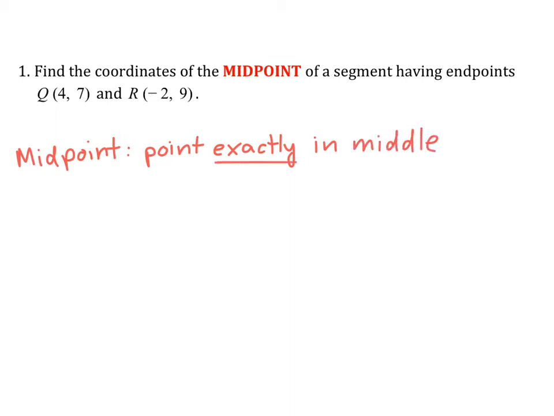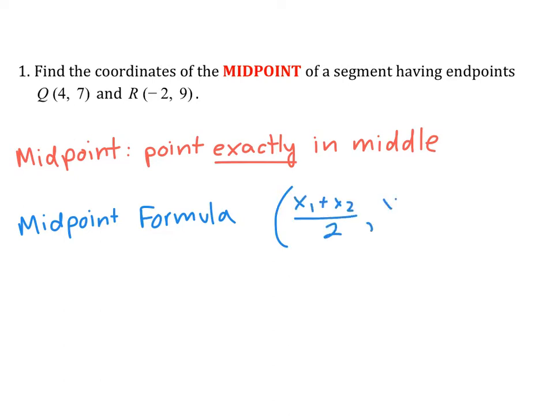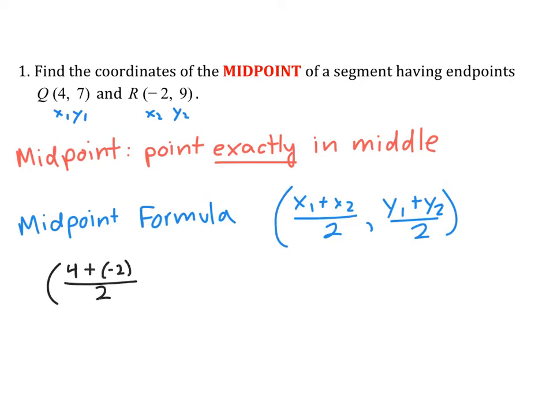And if you have the two endpoints, there's actually a formula that we can use to find the midpoint. That formula looks like this: (x1 plus x2 divided by 2, y1 plus y2 divided by 2). So we can use this formula to plug in some values. I like to always go back and label my coordinates x1, y1, x2, y2, and then we just need to substitute. So we do x1, which is 4, plus x2, which is negative 2, divided by 2, and then y1 plus y2 divided by 2.